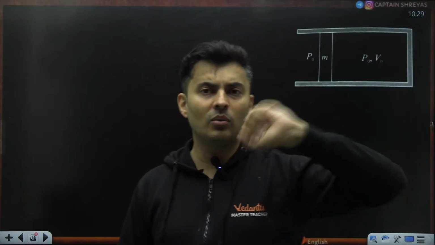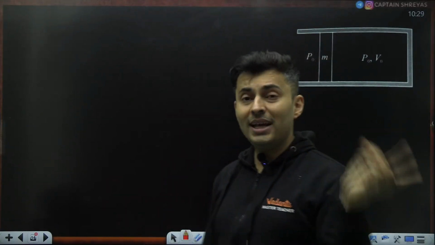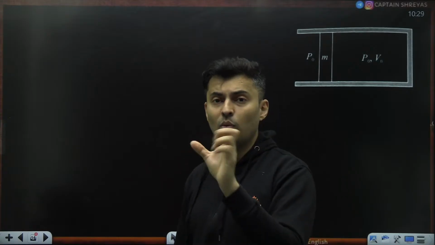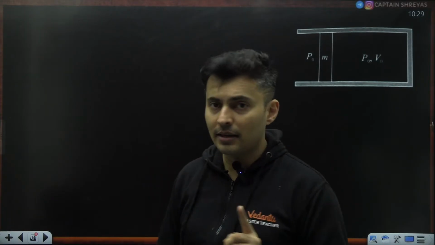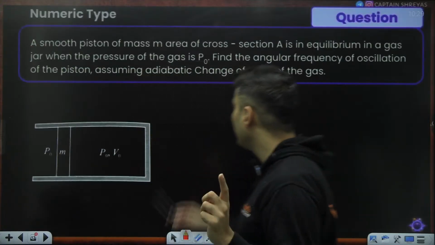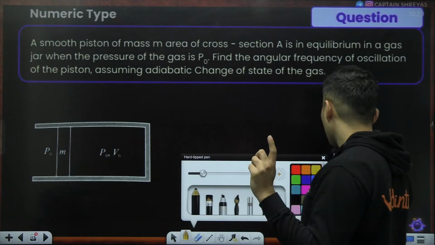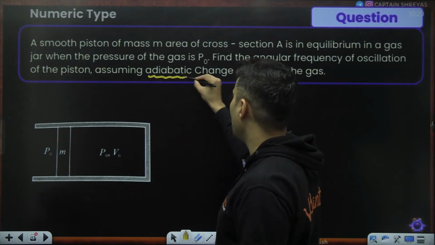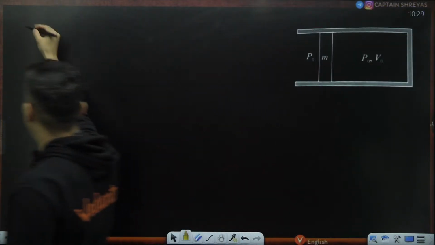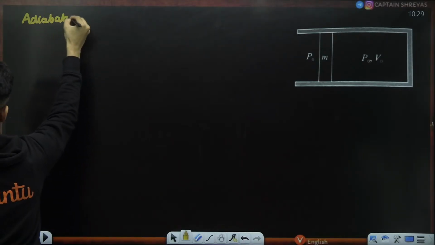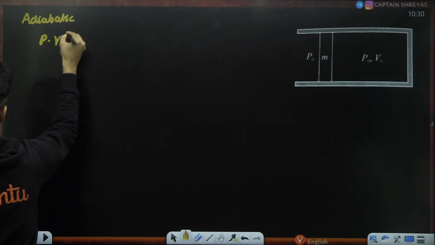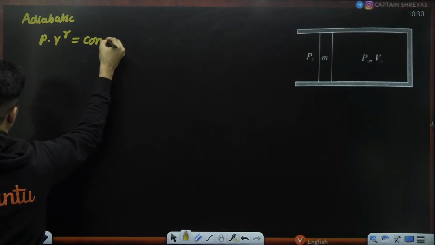How do I know that? What is the difference of the pressure? Why is it coming? Because of changes in the volume. Oh, is pressure and volume related? Yes, they are. And that too, it is mentioned clearly. It is an adiabatic process. And for an adiabatic process, we know P into V raised to gamma is a constant.